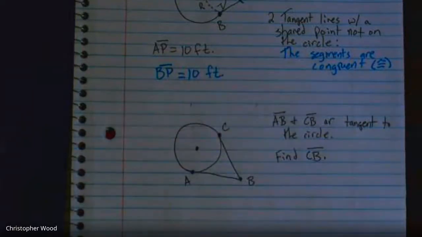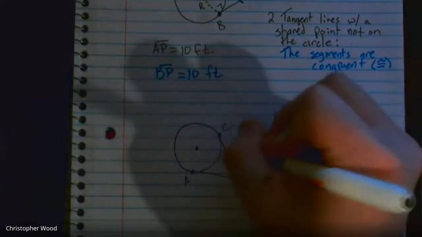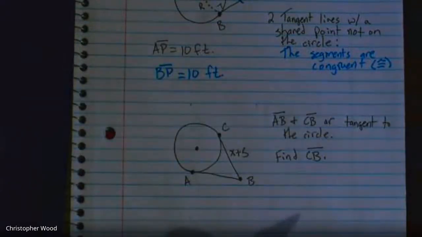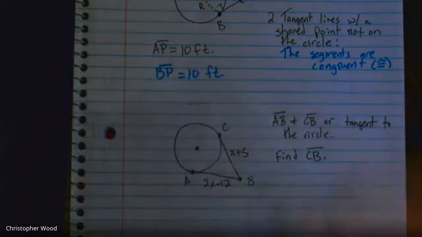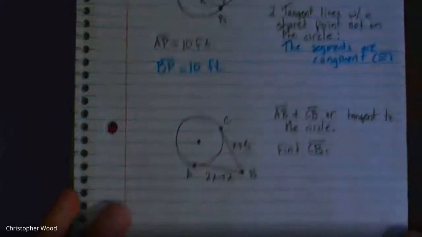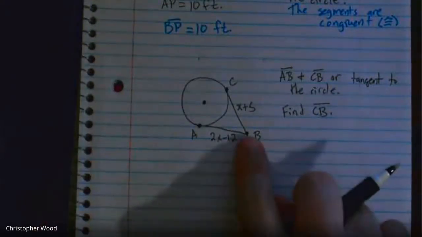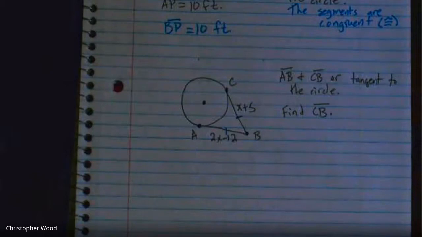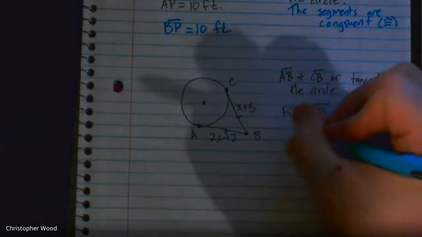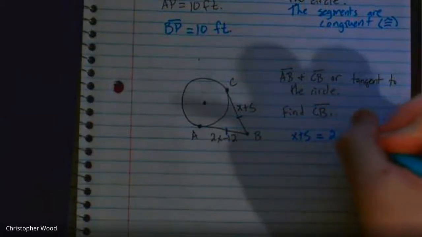So we need to have some values in here. So let's say that from C to B is x plus 5, and from A to B is 2x minus 12. Well, again, because I know that these are tangent lines and they both originate at the same spot B, I know that they have to be congruent to each other, those two pieces. So what that means is that x plus 5 has to equal 2x minus 12.